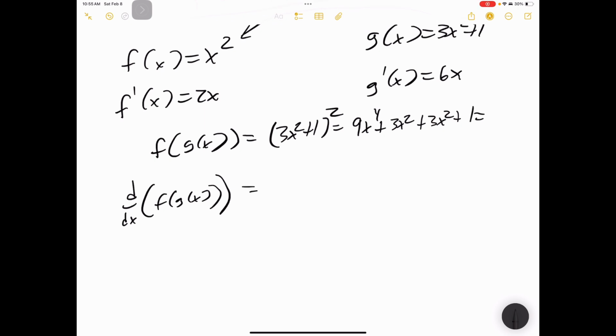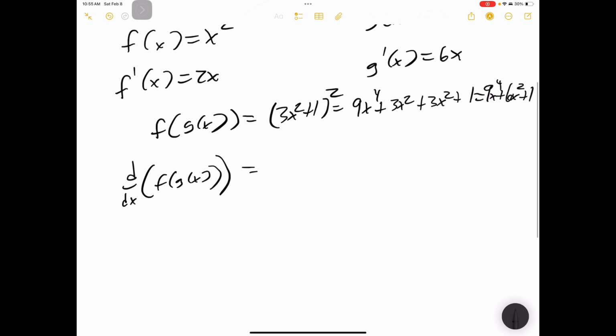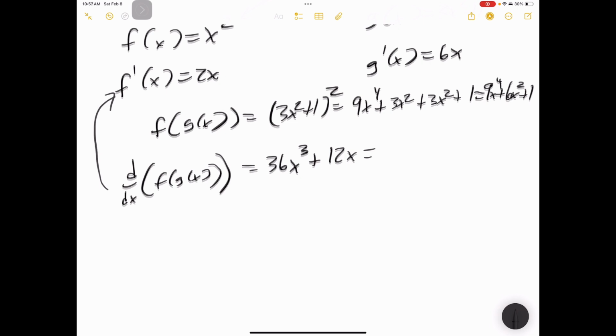Now this can be simplified. We can get 9x to the fourth plus 3x squared means we have 2 of them, or I have 3 and 3, which is 6x squared, plus 1. And from here we can just take the derivative. The derivative of 9x to the fourth is going to be, bring the 4 down, 4 times 9 is 36, x to the third power, we subtract 1 from the 4. Plus, we have 6x squared, which is going to be 12x.